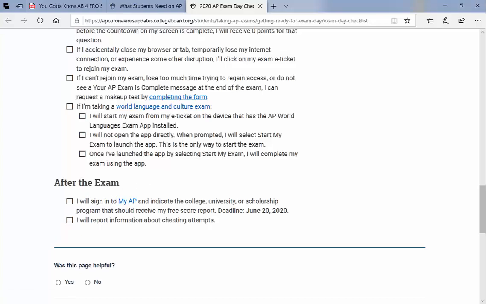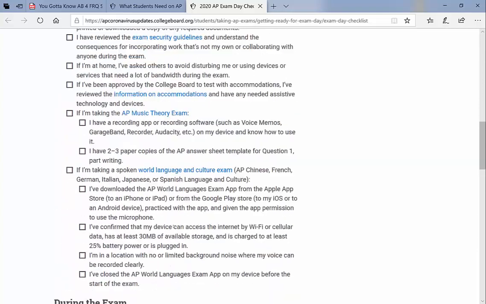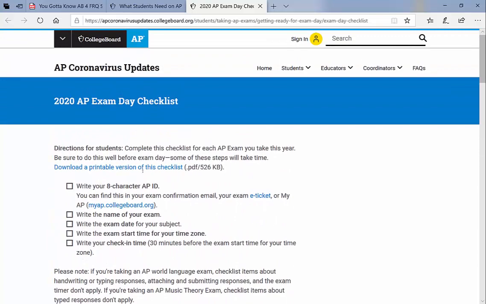You want to have AP send that score, because that way, if you pass, they're gonna give you credit. Just send it no matter what. If you get a 2 or you get a 1, they don't think any less of you. There's no consequence. They're not going to do anything. You've already accepted. But if you get a 3, 4, or 5, then you're getting that credit. And then it says, I will report information about cheating attempts. So if you know someone was cheating, you're going to just let me know.